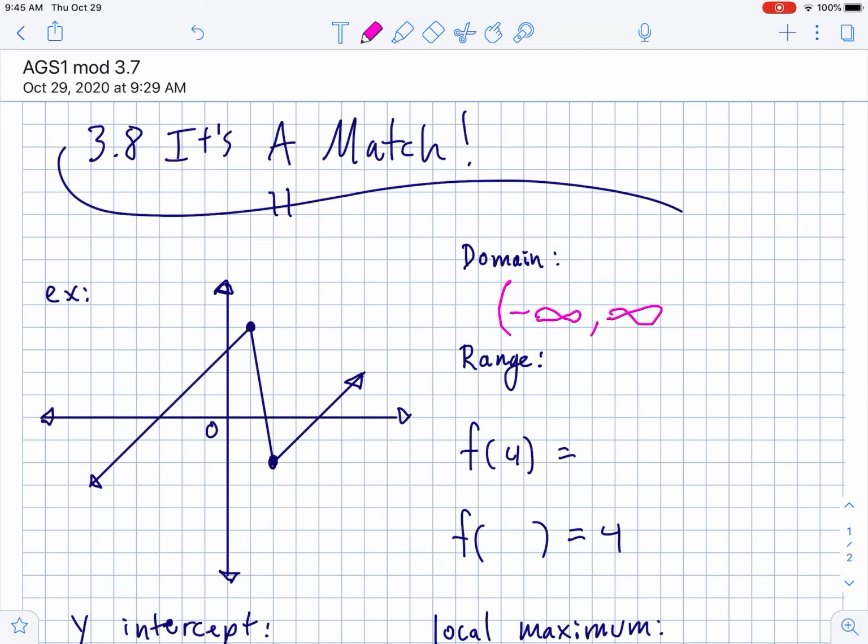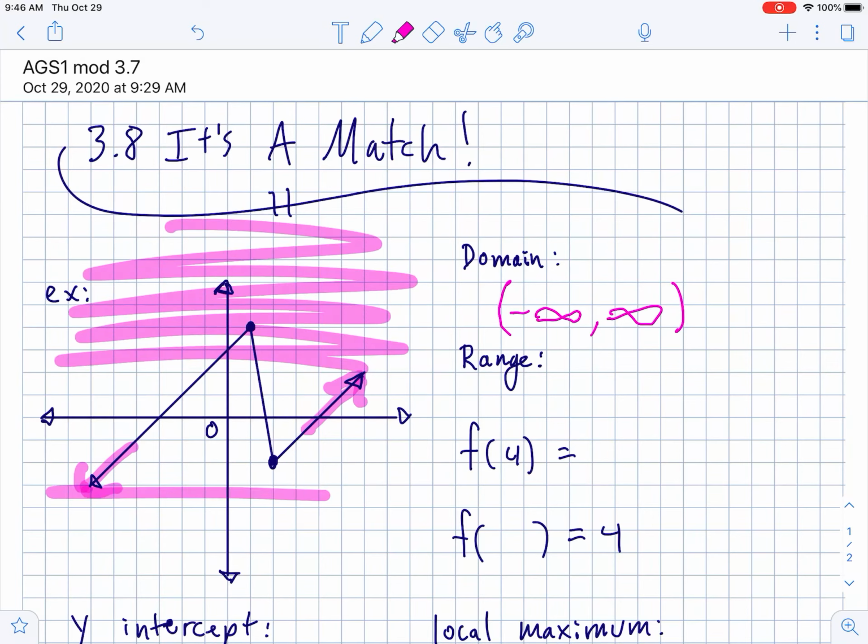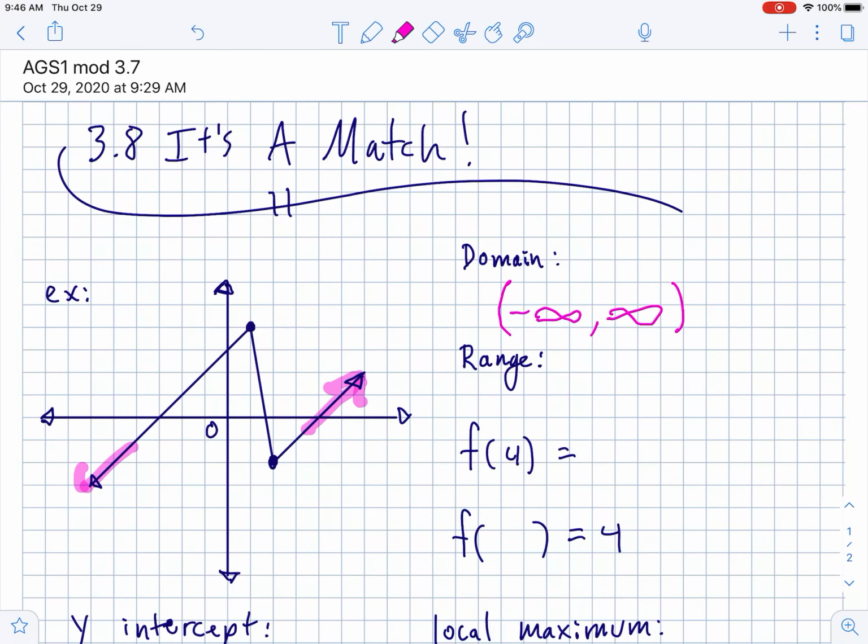But the way we write that in interval notation is open parentheses, negative infinity, all the way up to positive infinity, close parentheses. Using the parentheses instead of the brackets because you can never truly get to infinity, so you can't include it. The range is very similar because these arrows keep going forever up and forever down. So these are going to keep getting bigger this way and this way for the range. Sorry, I don't want to clutter up the drawing. So the range is also negative infinity to positive infinity.